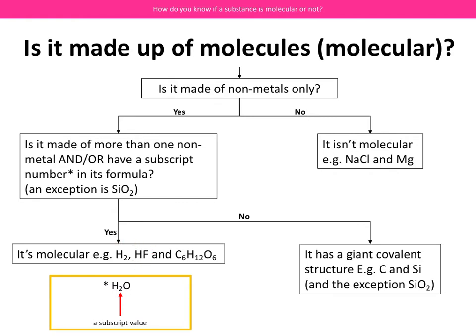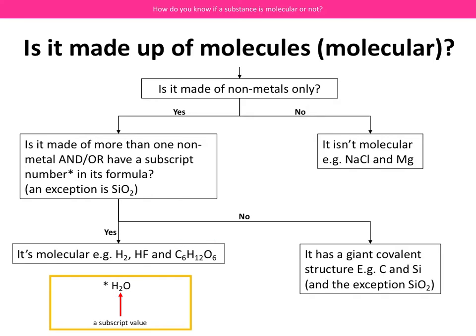If I look at HF, that's made of hydrogen and fluorine. Hydrogen and fluorine are both non-metals. We would look at our periodic table to know that. So we answer yes, and that takes us to the next question. Is it made of more than one non-metal? Well, hydrogen and fluorine, so the answer is yes to that. So we can just straight away proceed, and yes, it's molecular. Does it have a subscript number in its formula? The answer is no, but because we were able to answer yes to the first one, that was enough.